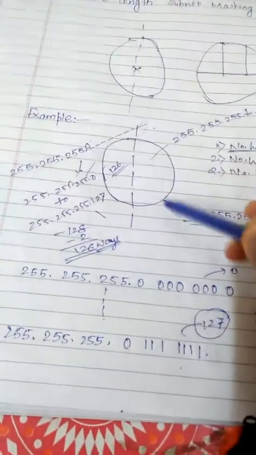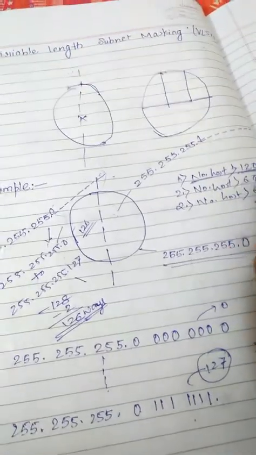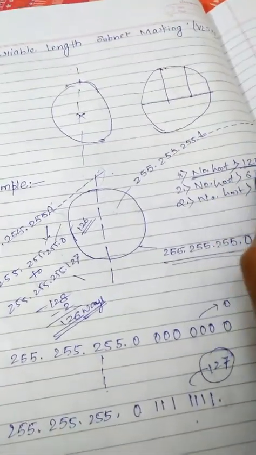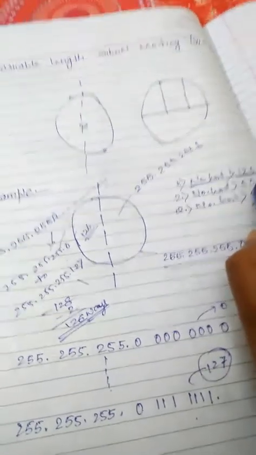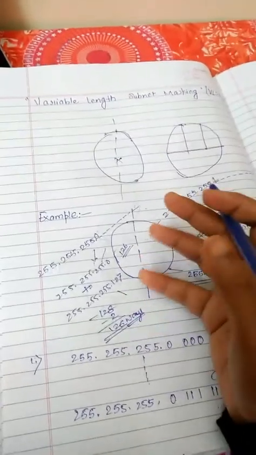So our first requirement, that is the number of hosts should be greater than 120, is satisfied through this division. Okay, now our second requirement is the number of hosts should be greater than 60. Then we will try to divide one of its parts. You can divide any of them.